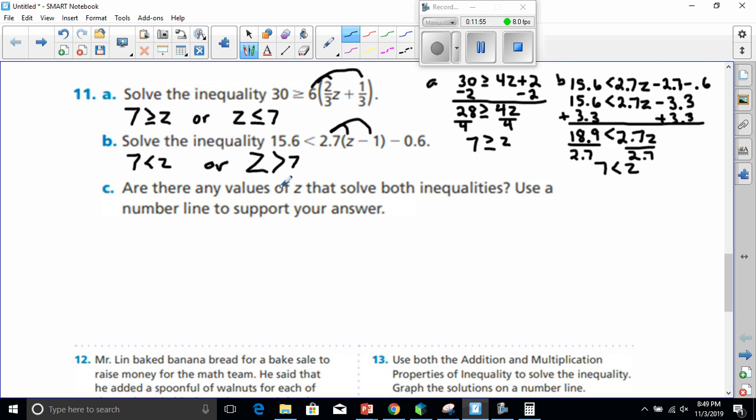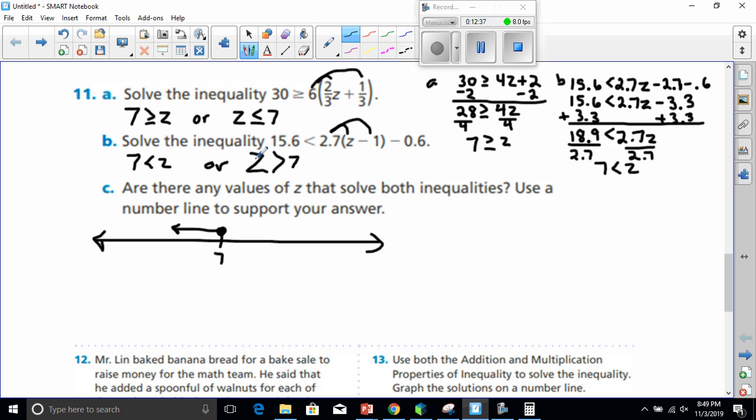It says, are there any values of z that solve both inequalities? Use a number line to support your answer. Well, if I was to put a number line here and put both of these on it, I'd realize my first one says that z is less than or equal to 7. So let's just put 7 here. And if it's less than or equal to, well, that's going to allow me to put a dot there. And since it's less than or equal to, it will include 7 and all the numbers less than 7.